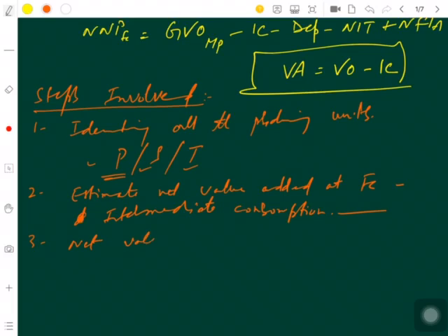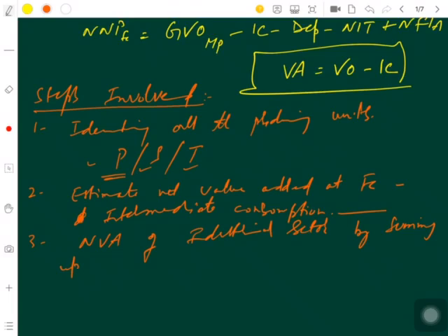Now, net value, I'll just put it in short form because it is getting very messy. Now at the third stage, you will have to see the net value added of each industrial sector. So net value added of each industrial sector, how can we get it? It is got by summing up net value added at factor cost of producing units falling in each industrial sector.